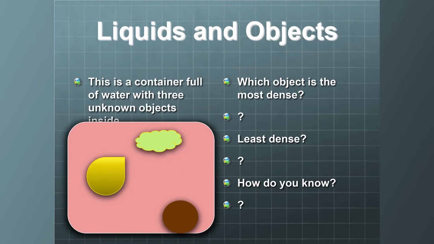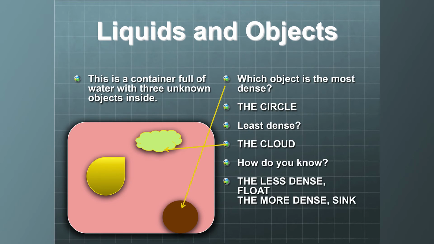Let's look at another example. So here's a container. We have 3 objects. Which object is the most dense, the least dense, and how do you know? The most dense is the circle, the least dense is the cloud, and we know because the circle is at the bottom, it's the lowest, and the cloud is at the top, it's the highest, so dense at the bottom.